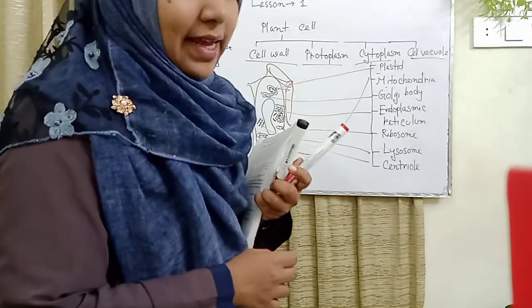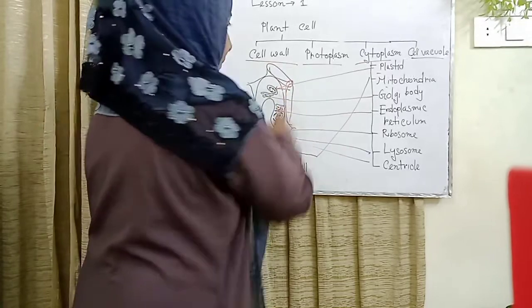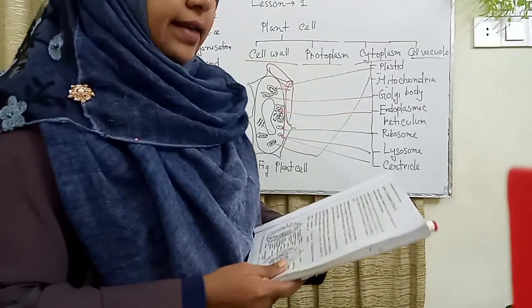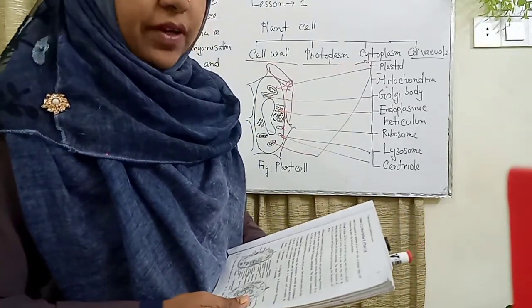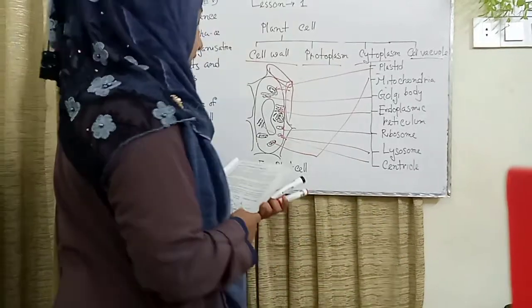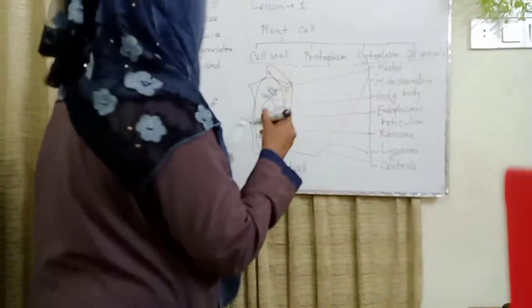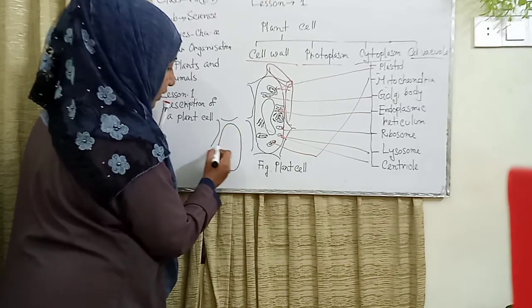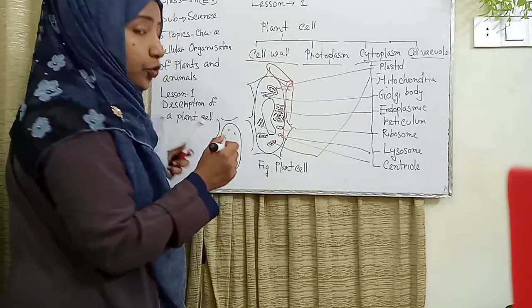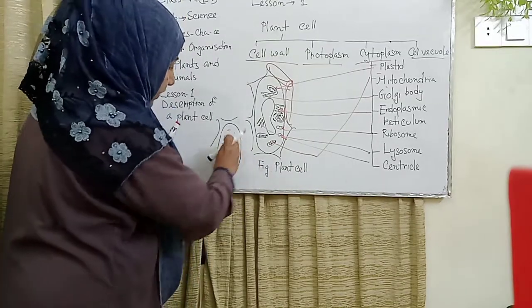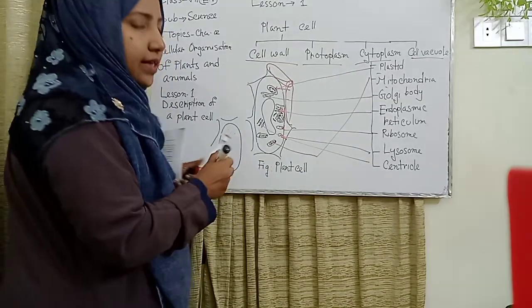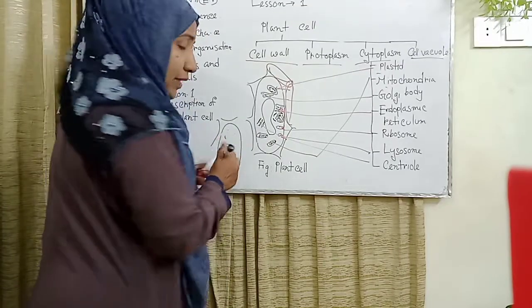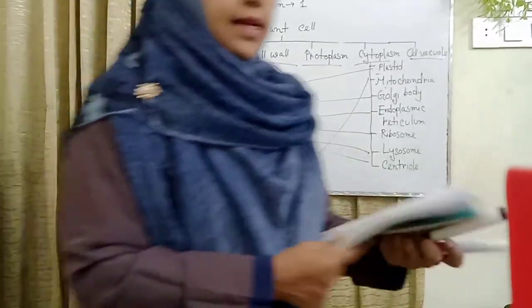In the plant cell, again I repeat, it is a hard, thick and non-living wall. Second structure is the protoplasm. I just draw the shape again. Basically, this structure is the cell wall and this structure is the protoplasm. All the living things and all the cell organelles are kept in it. This is the protoplasm. Please everyone, again, what is the protoplasm?